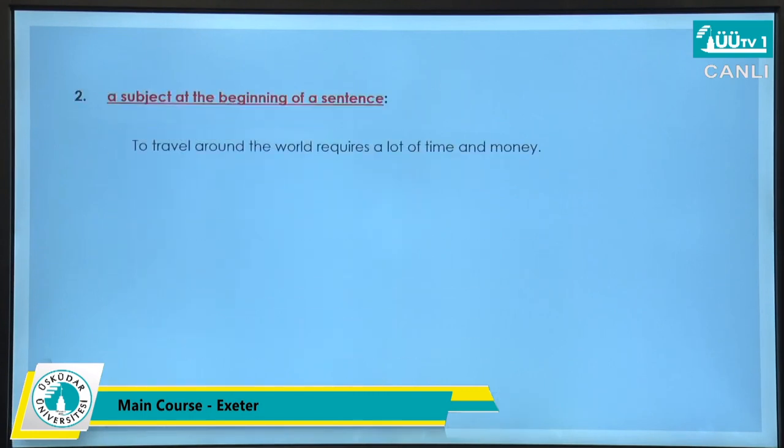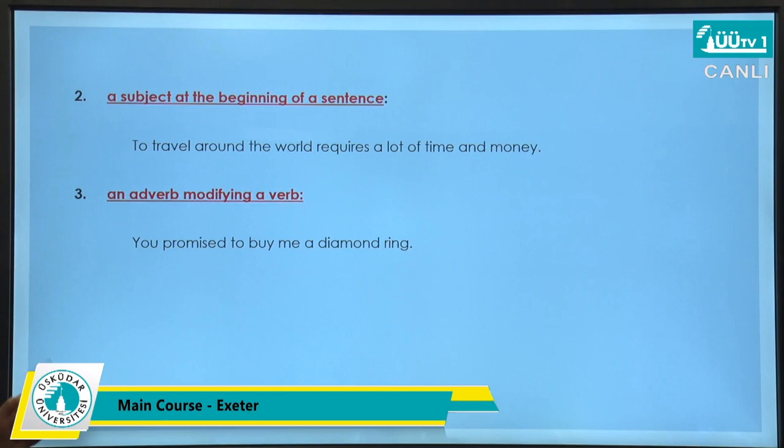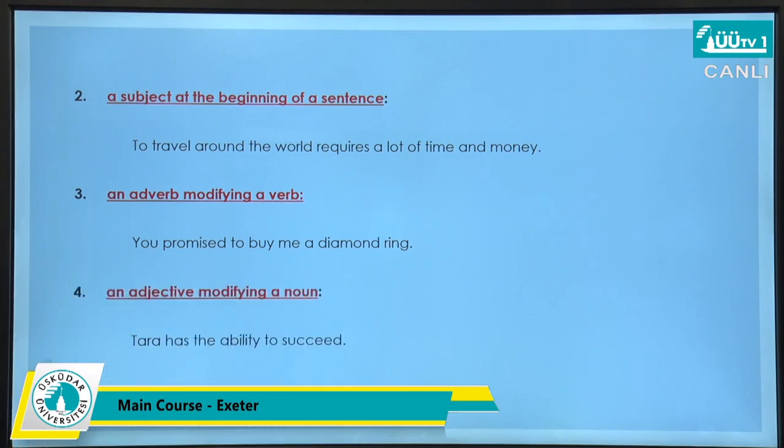Or we can use an infinitive as a subject at the beginning of the sentence, like to travel around the world requires a lot of time and space. So the actual verb here is requires, and to travel around the world is the infinitive, the subject. Or we can use an infinitive as an adverb modifying a verb, like you promised to buy me a diamond ring. And lastly, we can use the infinitive as an adjective modifying a noun. For example, Tara has the ability to succeed. Again, we have this adjective turned into a noun.